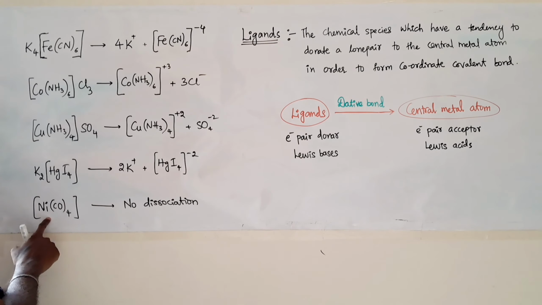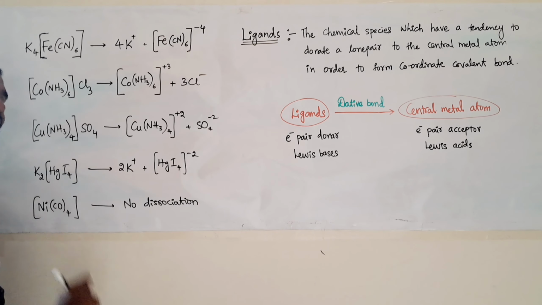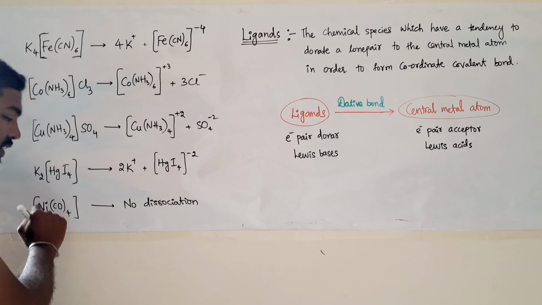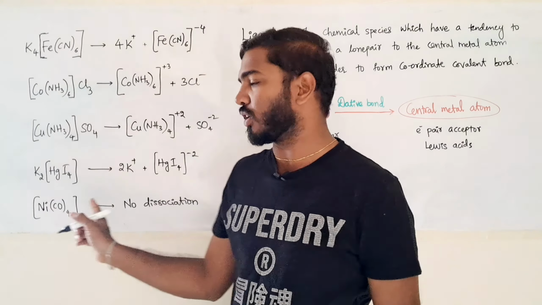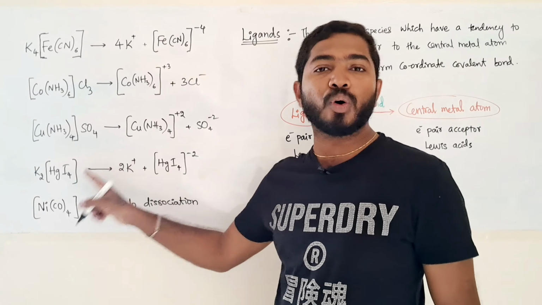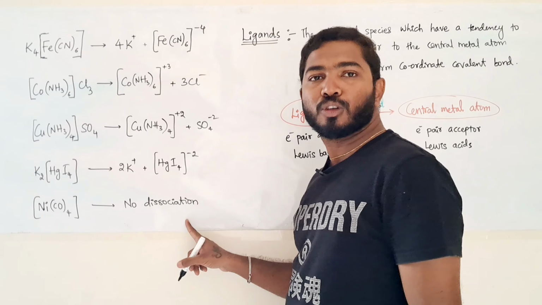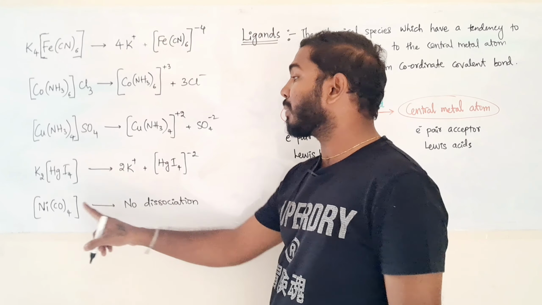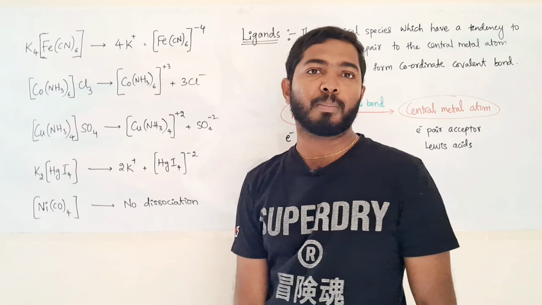And then if you look at the last one, nickel tetracarbonyl. Here, do we see any counter ions in this complex? No, we don't have any counter ions. Since there are no counter ions, there will be no dissociation. This type of complex is called a neutral complex.